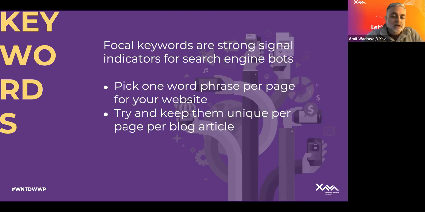Every page, blog article, and every page on your website is unique. So if you have 6 services listed on your website, you should have 6 pages, because you can have one focal keyword per page. And try to keep them unique. But this can be challenging because some of your web page content will overlap with your web blog content. So you have to get a little creative.